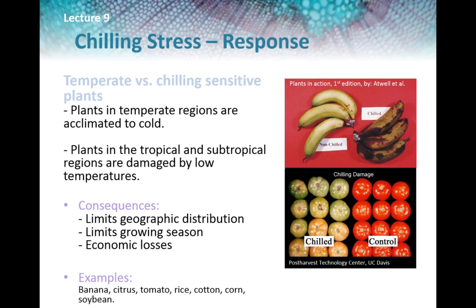Examples of susceptible crops include many plants of tropical or subtropical origin, some with C4 pathways of photosynthesis. Some of these are bananas, citrus, tomato, rice, cotton, corn, and soybean. In the upper image on the right, you can see the chilling stress effect on bananas, what we see over here is called fruit pitting. On the bottom right, you can see the effect of chilling on ripening tomatoes. Chilling can have an irreversible damage on tomatoes and prevent them from ripening, which would be a very big economical loss.